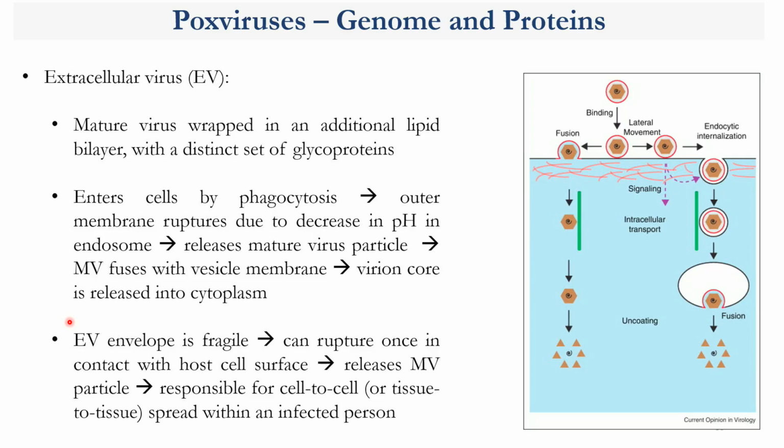Now, another thing to add on here is that the EV envelope is fairly fragile, okay? It can rupture once it comes into contact with the host cell surface as well, okay? So if it does that, it will release the MV particle into the extracellular space. And this will be responsible for cell-to-cell or tissue-to-tissue spread within an infected person, okay? So two different forms of the virus, slightly different mechanisms as to how to get inside the cell, but at the end, you are going to have that viral core released into the cell.